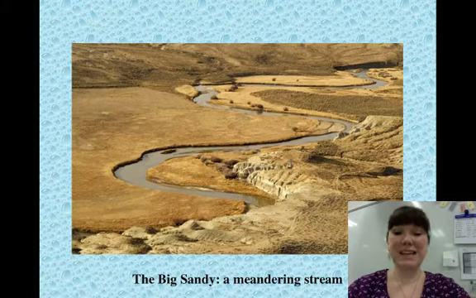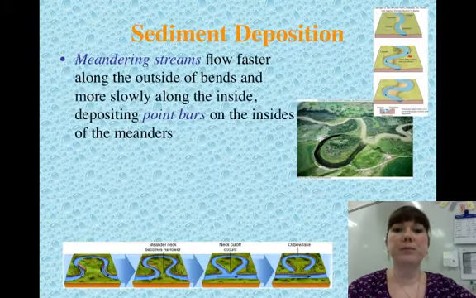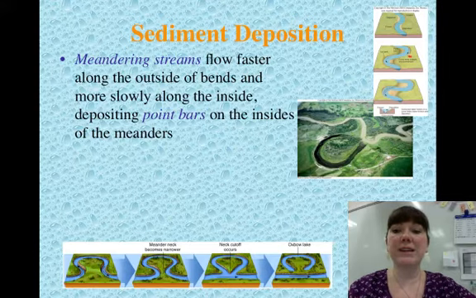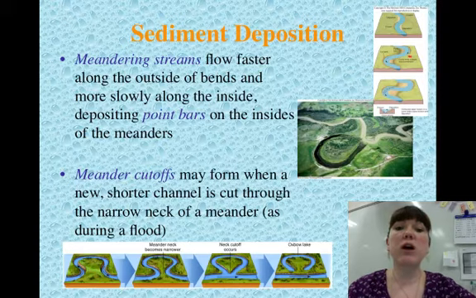This is the Big Sandy, which is a nice meandering stream. Streams that meander flow faster along the outside of the bends and more slowly along the inside of bends. And this is very important because this controls their formation. They often deposit point bars on the insides of those meanders, which change the meanders themselves. Meander cutoffs might form when a new shorter channel is cut through the narrow neck of a meander.